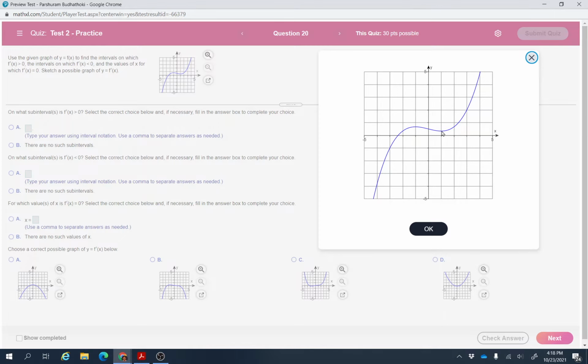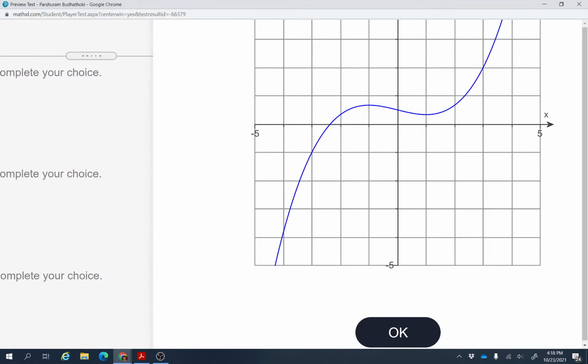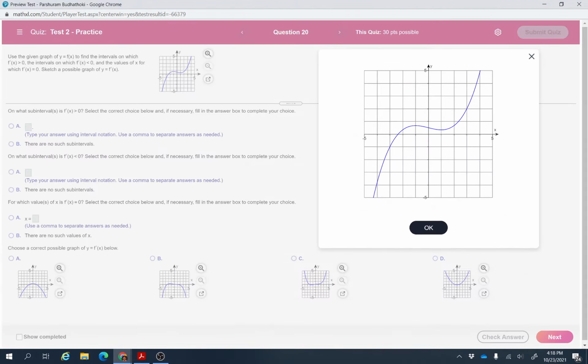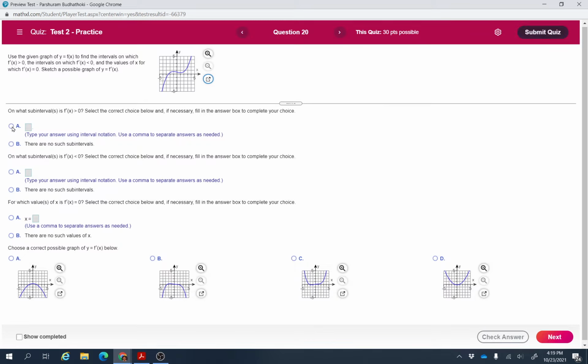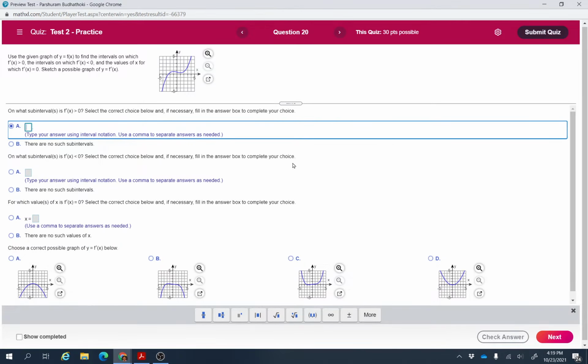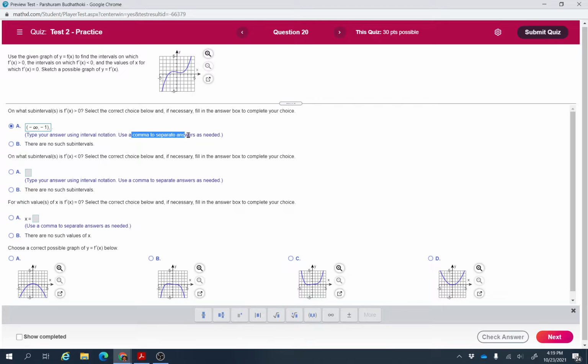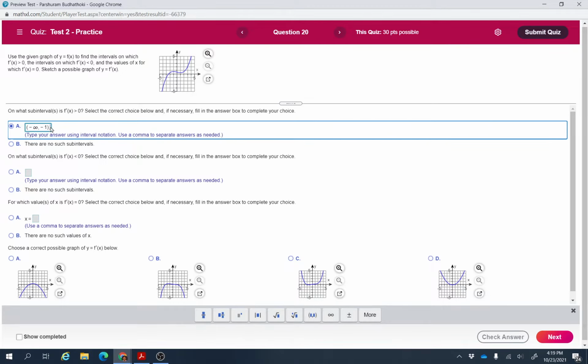Where the graph is increasing, the derivative is positive. If you zoom in, you can see that whenever the graph starts decreasing, the derivative is negative. So the derivative is positive from -infinity to -1, and after +1. If you have more than one interval, just separate them using a comma. That's what the instruction says, so we're going to follow the instruction here: 1 to +infinity.